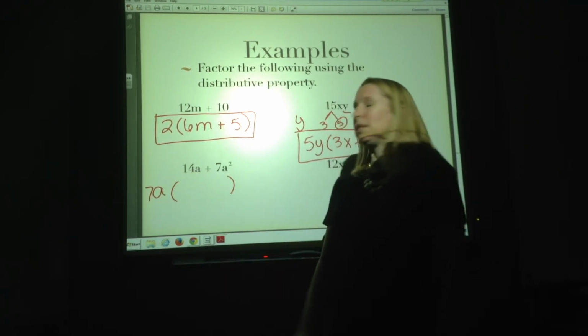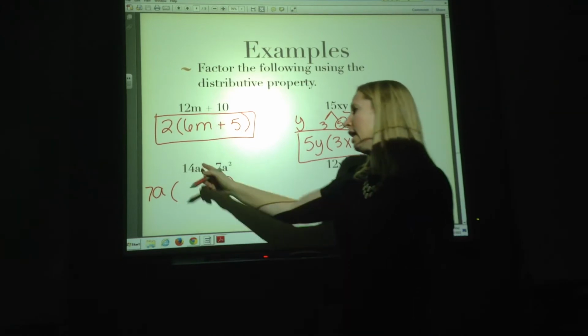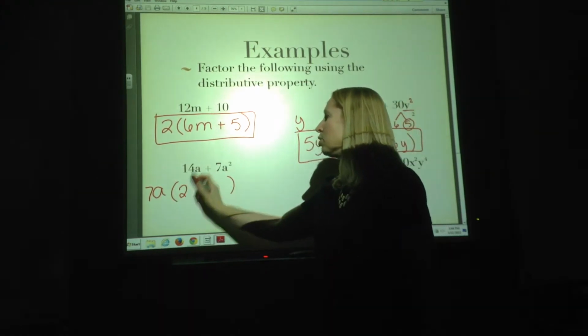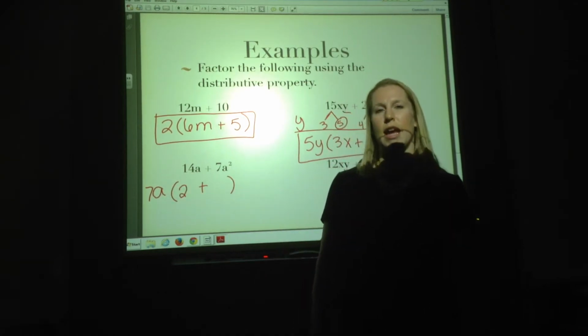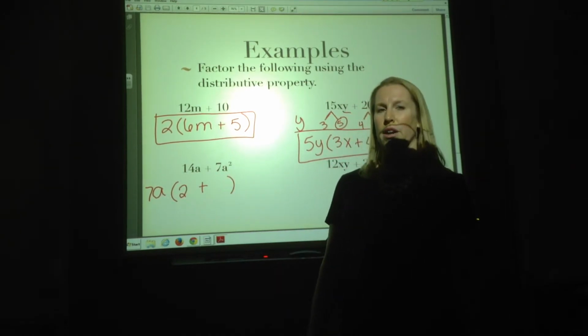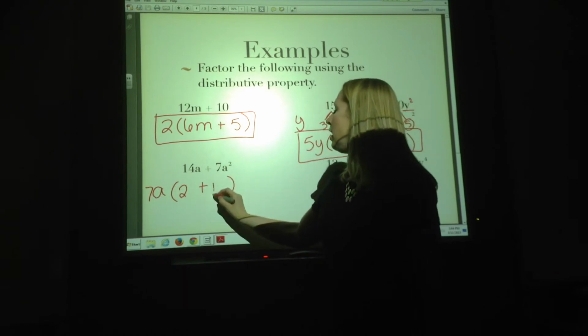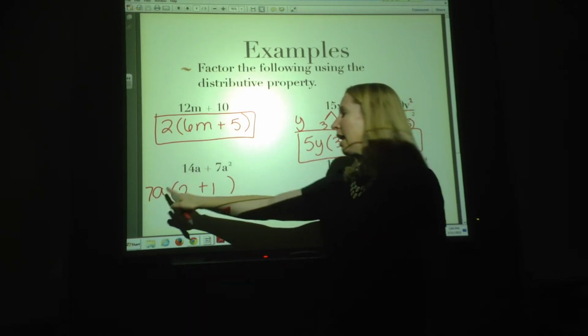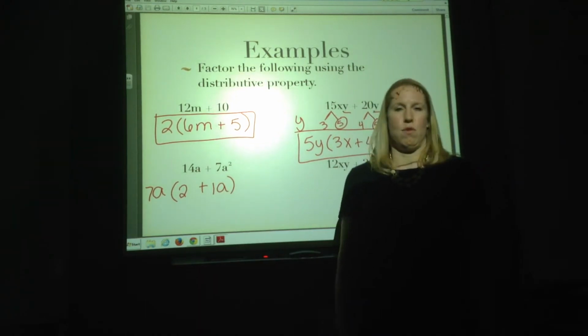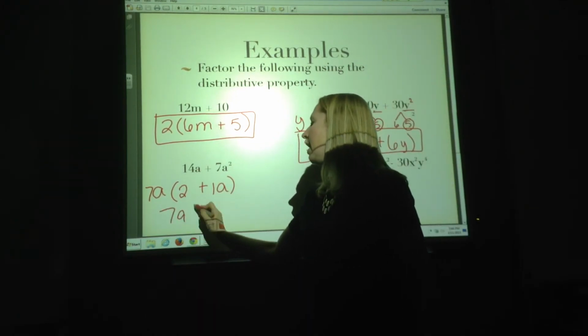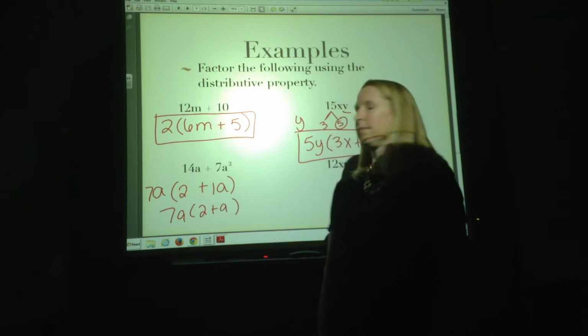So 7a times something needs to be 14a. So 7a times 2 would be 14a. Plus 7a, I need 7a squared. So I know 7 times 1 is 7. I need another a because a times a is a squared. You don't have to put the 1 there if you don't want. You could just have it as 7a times 2 plus a.